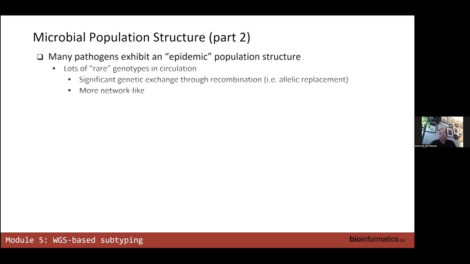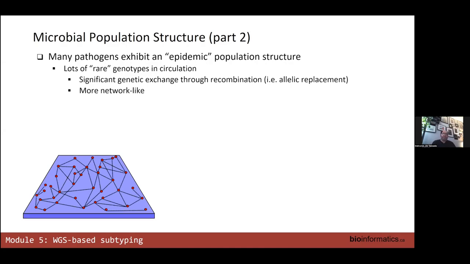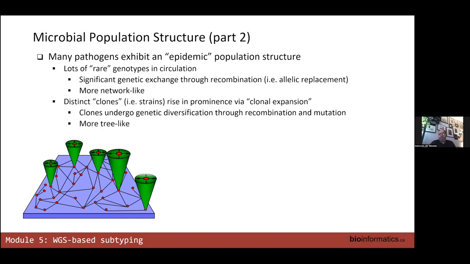I talked about epidemic population structures, and basically what happens is you have a lot of different micro lineages in the background, and they're exchanging recombinationally amongst themselves, and this is very much a network-like situation. Then every once in a while, you'll have a clone that expands, that has gained some sort of foothold in the population. Maybe it's exploited a niche. And it is these sublineages that then will evolve more in a tree-like fashion, and that are more amenable to proper phylogenetic analysis.